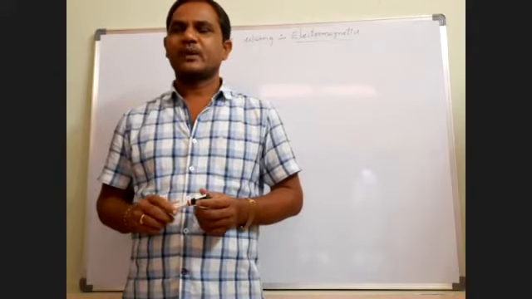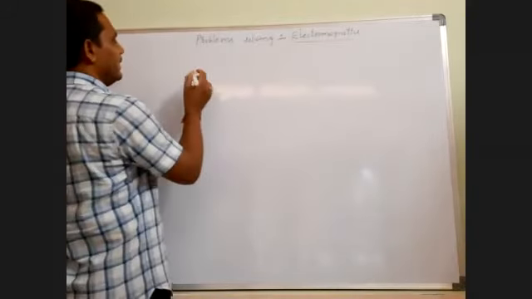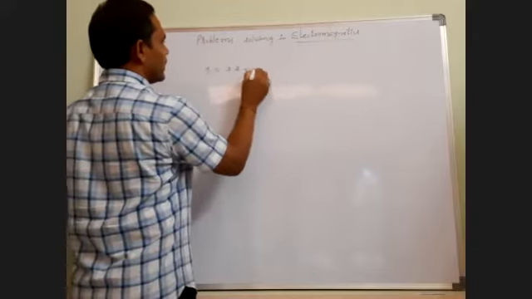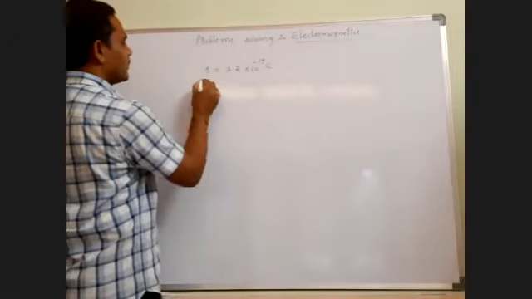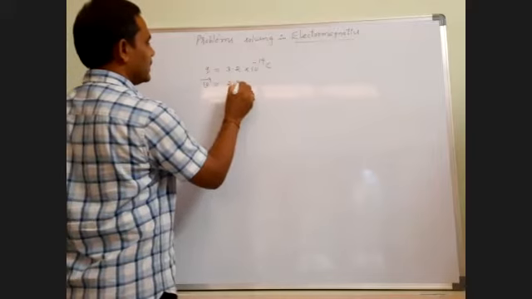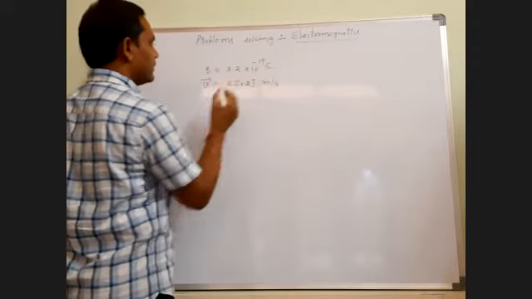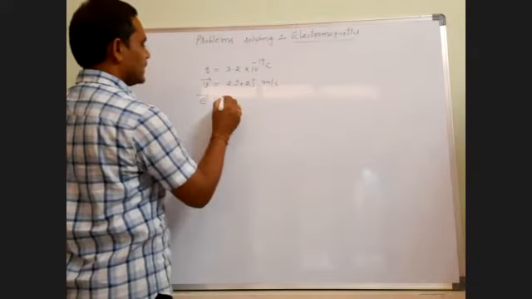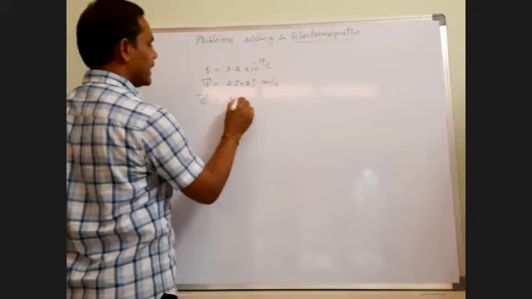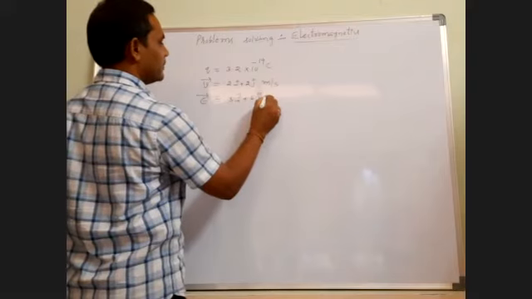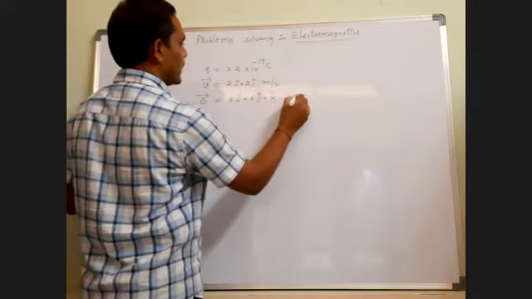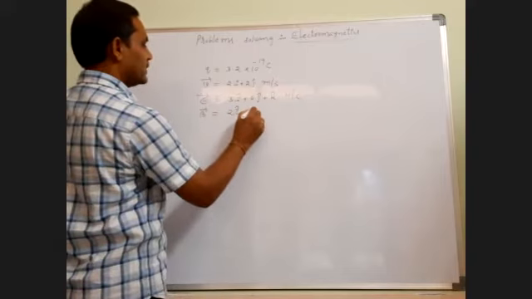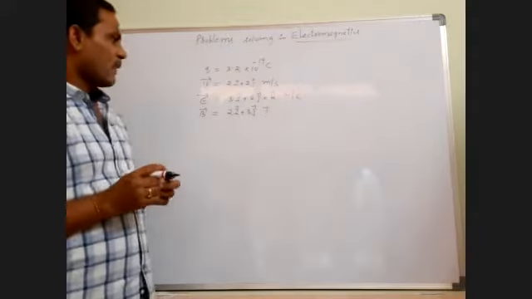Let me read those. The first question is: a test charge Q equal to 3.2 into 10 to the power minus 19 coulomb is moving with a linear velocity V bar equal to 2I cap plus 2J cap meter per second in a combined electric and magnetic field of intensity E bar equal to 3I cap plus 6J cap plus K cap Newton per coulomb and B bar equal to 2I cap plus 3J cap Tesla. Calculate the force experienced by the test charge.